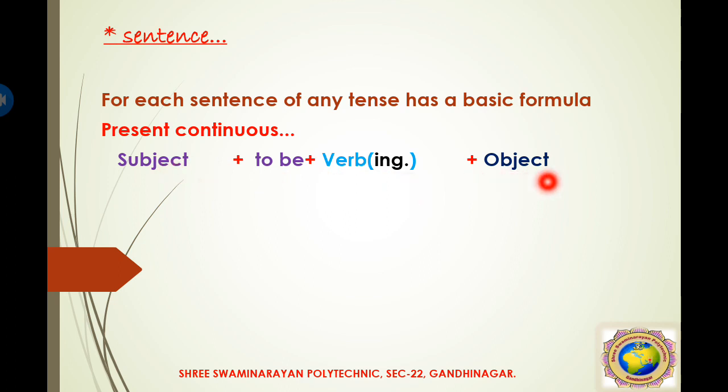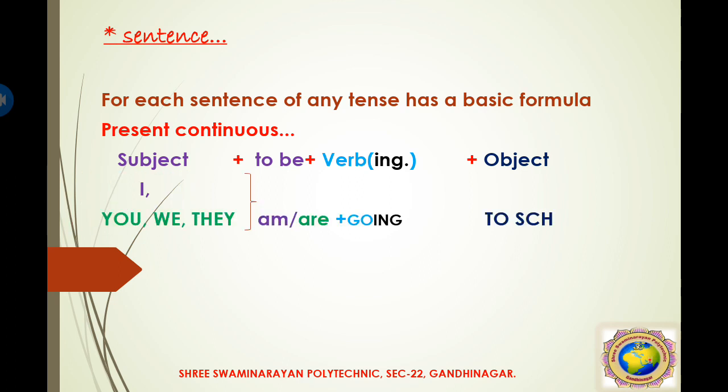So subject and object we already discussed. Let's see one example. Here the subject is I or you, we, they, and the to be form or helping verb is am, are. Go is the base form of go, ing is the continuous process and to school is the object. Here I in blue, then am. You, we, they in green font, is the are. So connected, it is I am going to school. In the same way, you, we, they are going to school. This way we can make a sentence.